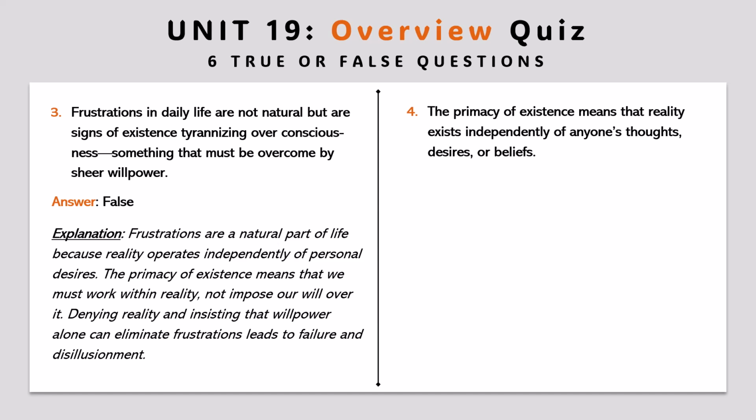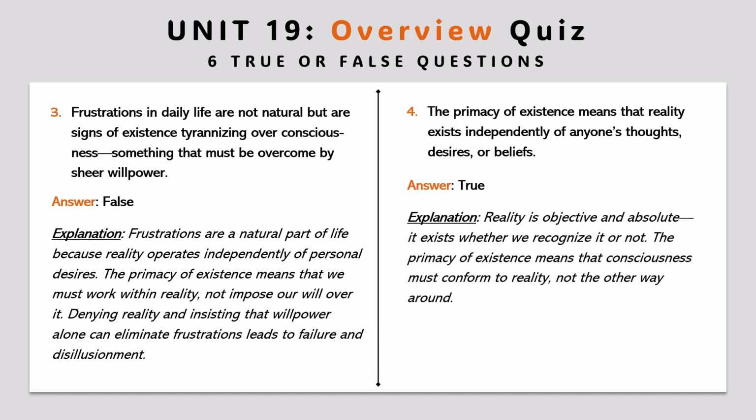Question number 4. The primacy of existence means that reality exists independently of anyone's thoughts, desires, or beliefs. Answer: true. Explanation: reality is objective and absolute. It exists whether we recognize it or not. The primacy of existence means that consciousness must conform to reality, not the other way around.